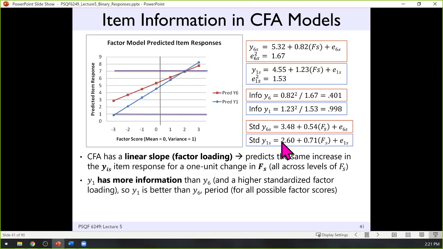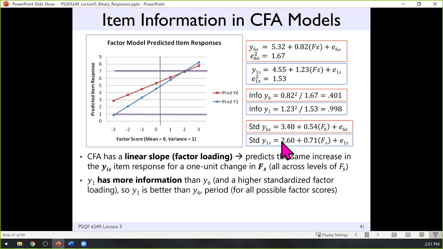But to be able to interpret these numbers, I can convert information into a traditional reliability metric. And the conversion is very straightforward. Information divided by information plus 1 gets you reliability. That derivation is shown here, where that comes from. But the big point of the story here is that how much information an item contains is going to vary across the trait in IRT, whereas it does not in CFA.